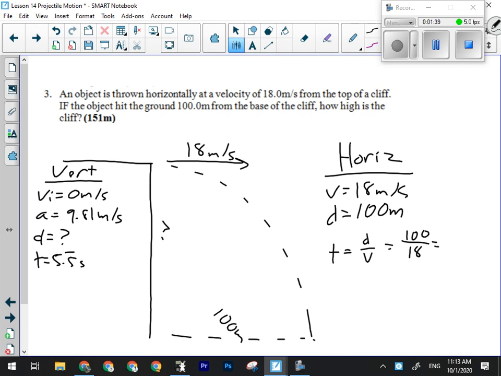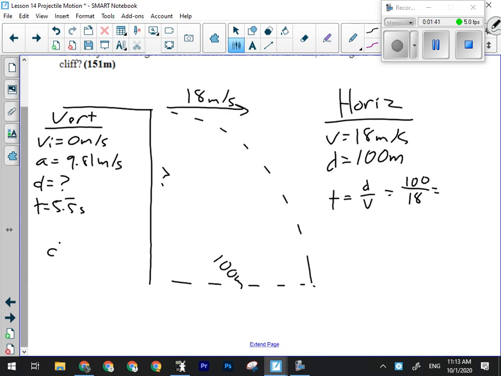Now we can calculate D. The formula we're going to need is D equals VI times T plus 1/2 AT squared. We don't even have to manipulate it, and we can eliminate that part of it because VI is 0. So D will equal 1/2 times 9.81 times 5.5 repeating squared, and that should give us our 151 meters.